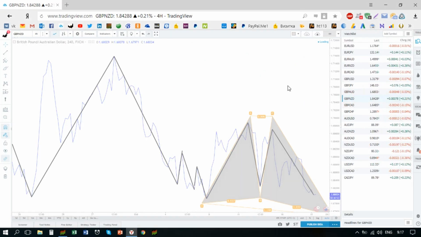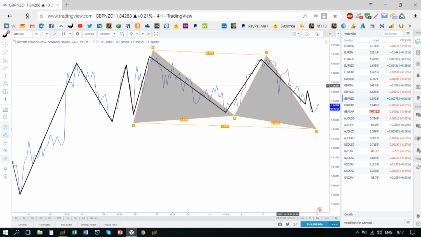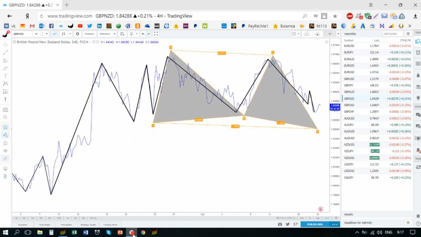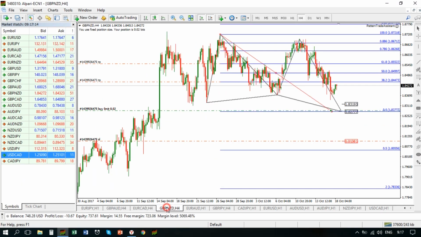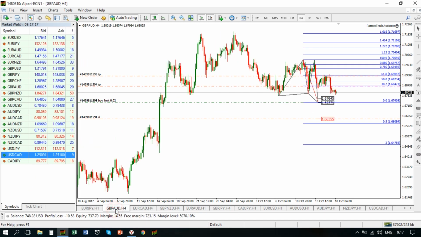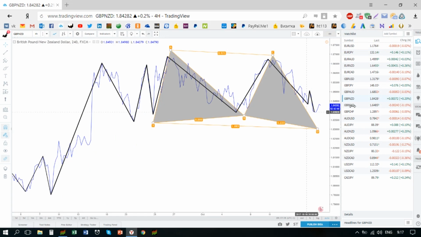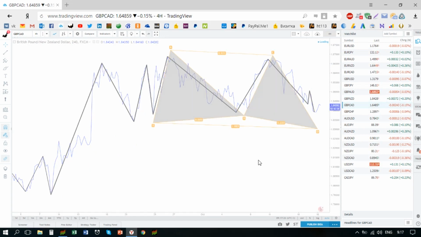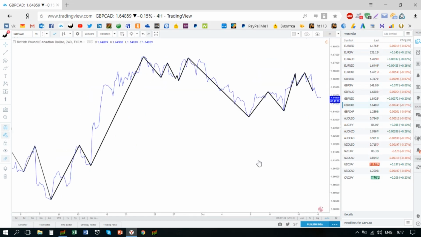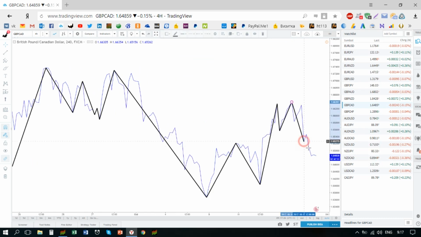Pound New Zealand, large butterfly. So we have a number of large trades approaching. If they all triggered, it would be rather large losses or large winners. Whew! I'm excited about that. What will it be? You never know.